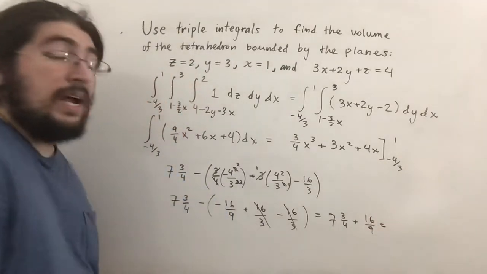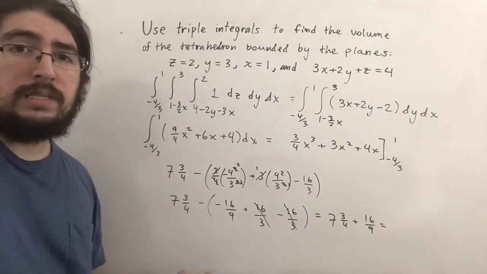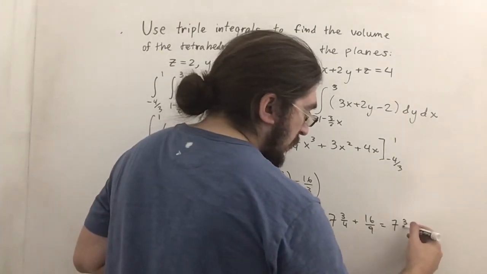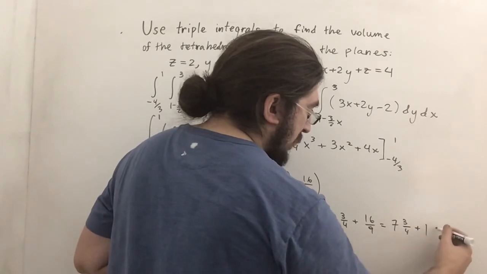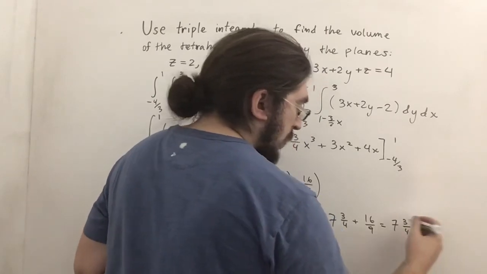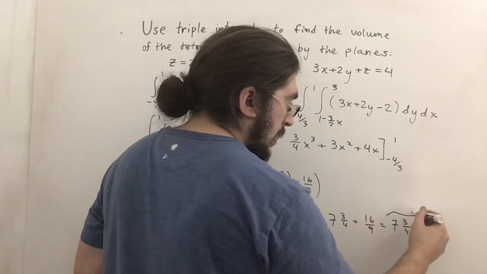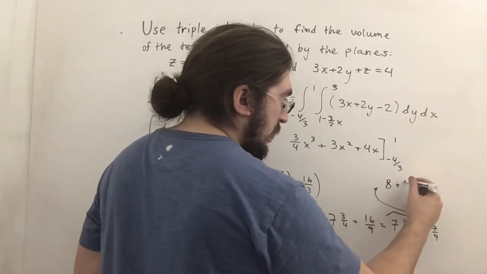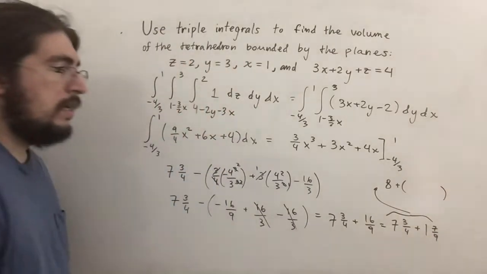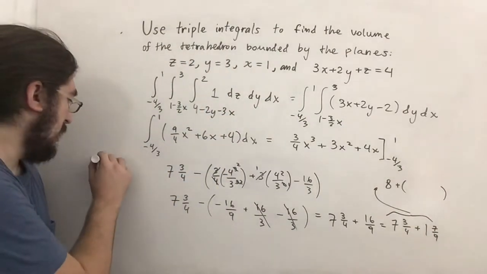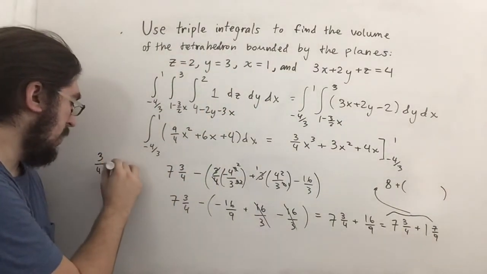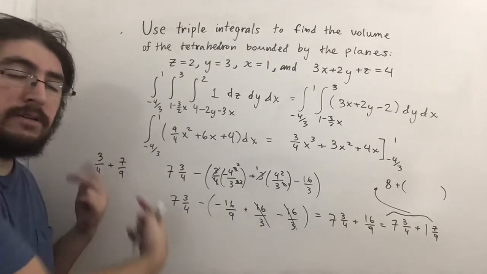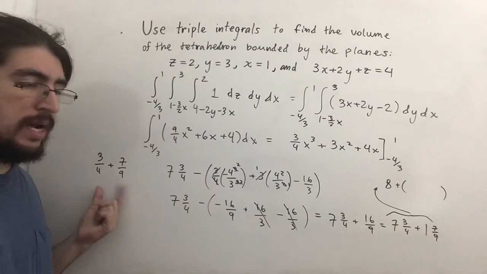Now 16/9 is a mixed number. 9 goes into 16 once, so that's going to be 1 7/9. So we got 7 3/4 plus 1 7/9. If you combine the 1 and 7, you get 8 and whatever those fractions add to. So now if we add these fractions, I'll do this off to the side here. I'm going to use this kind of crisscross pattern of adding fractions. Multiply opposite denominators to opposite numerators. Multiply the denominators to each other.